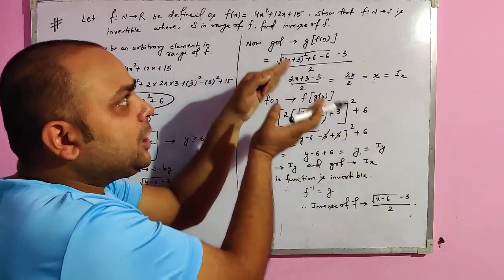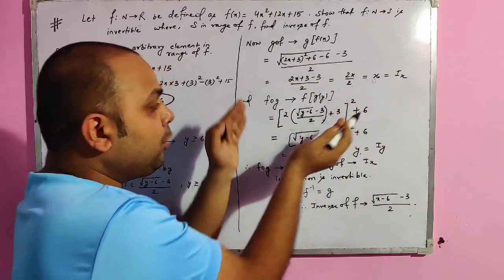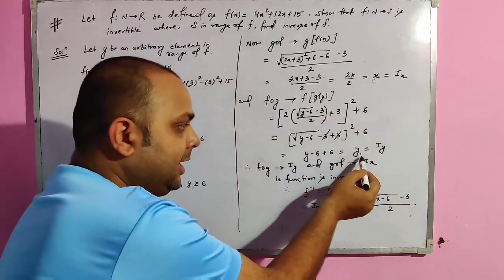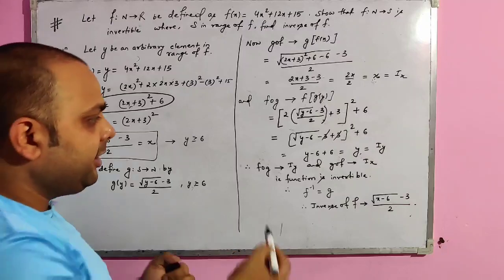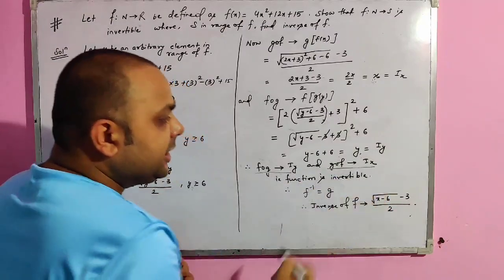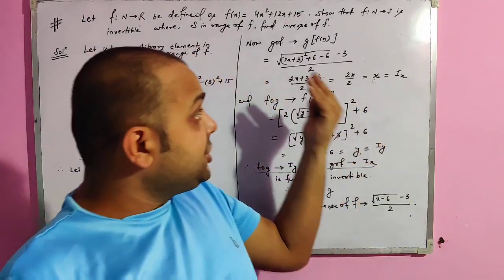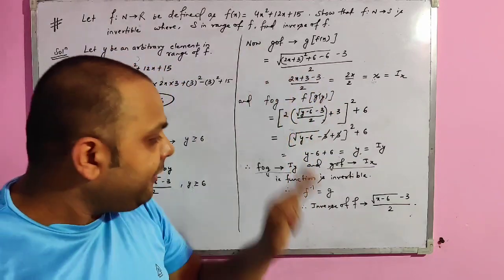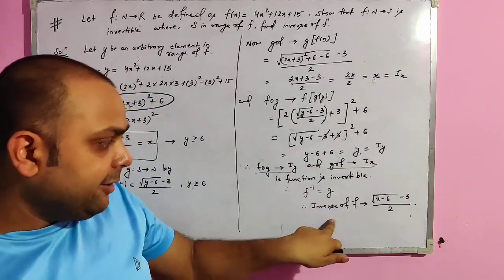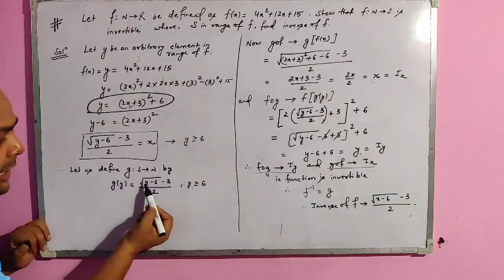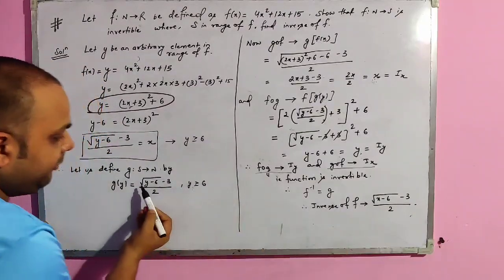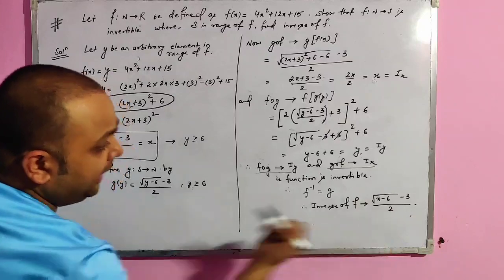So to calculate gof we have x here, after calculating fog we have y here, that is the function shows invertible. If this condition is satisfied, the function is invertible and g is the inverse of f. So it is written like this. So the inverse of f is just substituting the value of x in place of y, we get (square root of (x minus 6) minus 3) by 2.